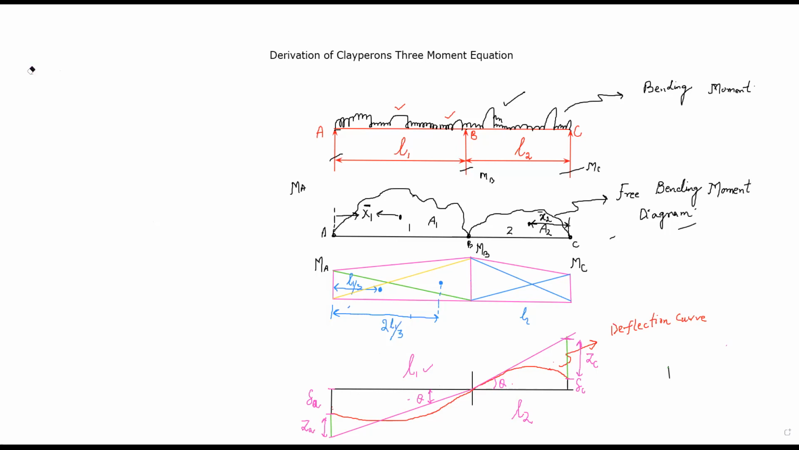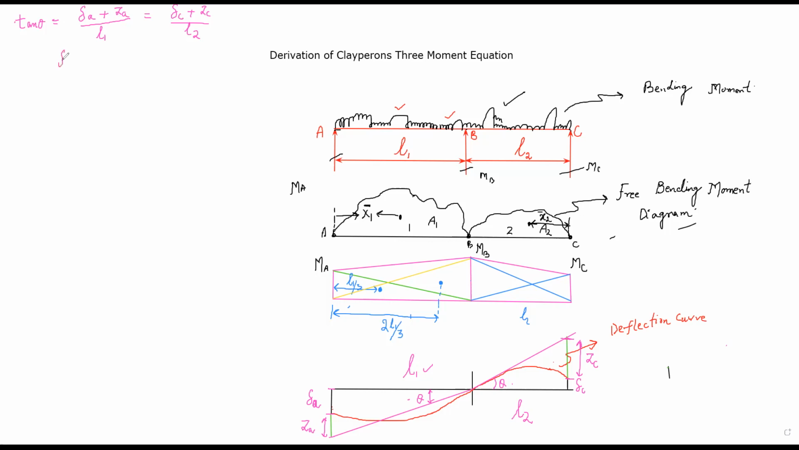The value of tan theta will be equal to (delta A plus ZA) divided by L1, which is equal to (delta C plus ZC) divided by L2. Okay, so we can still modify it.